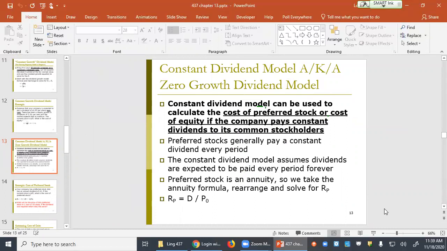So when you have a common stock that pays fixed dividends, or if your company has preferred stock outstanding, then the zero growth model will be appropriate. Just so we're clear, the preferred stocks always pay fixed dividends, okay? So in that case, if you're trying to solve for the cost of preferred stock, then automatically you should know that you should use the zero growth model. So the zero growth model says that P0 equals the annual dividend divided by your required rate of return.